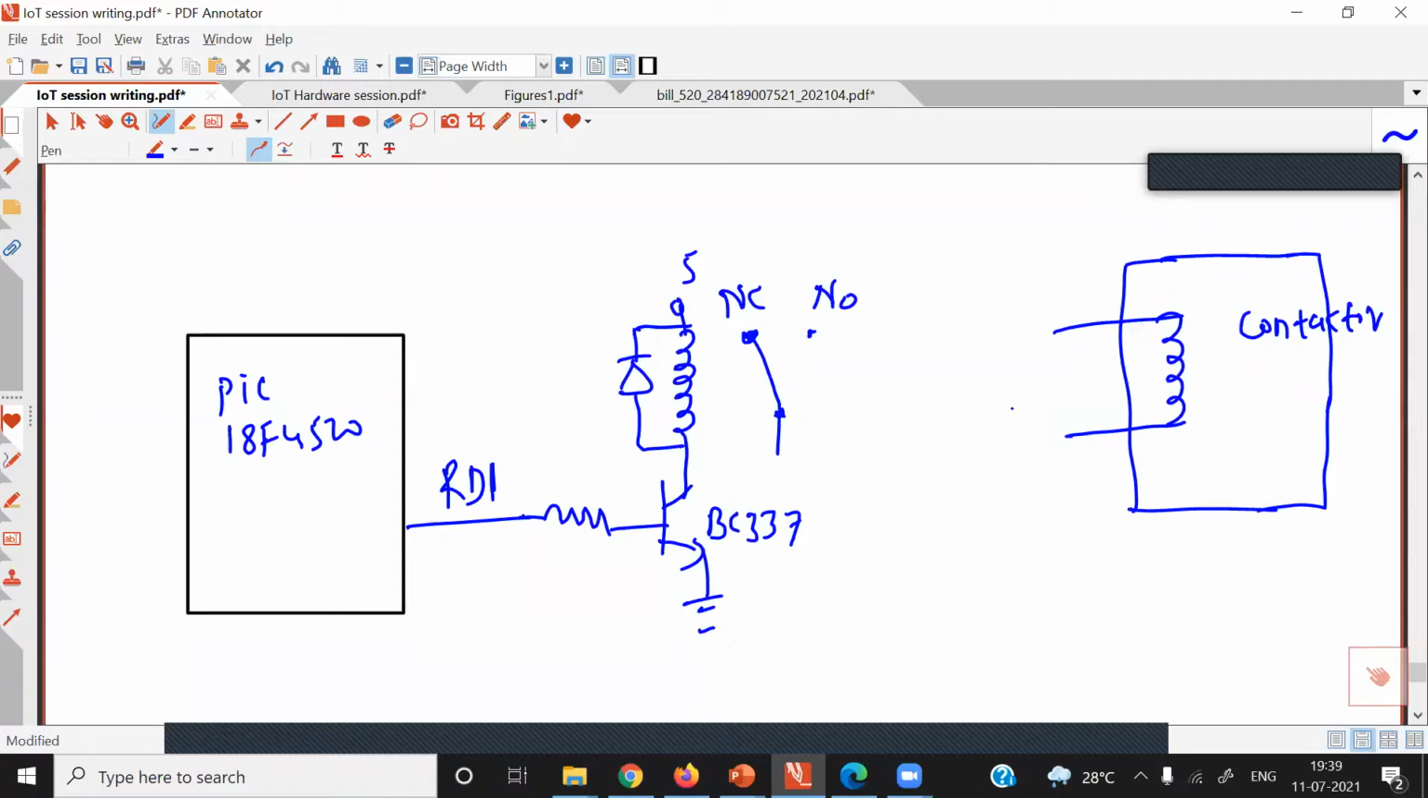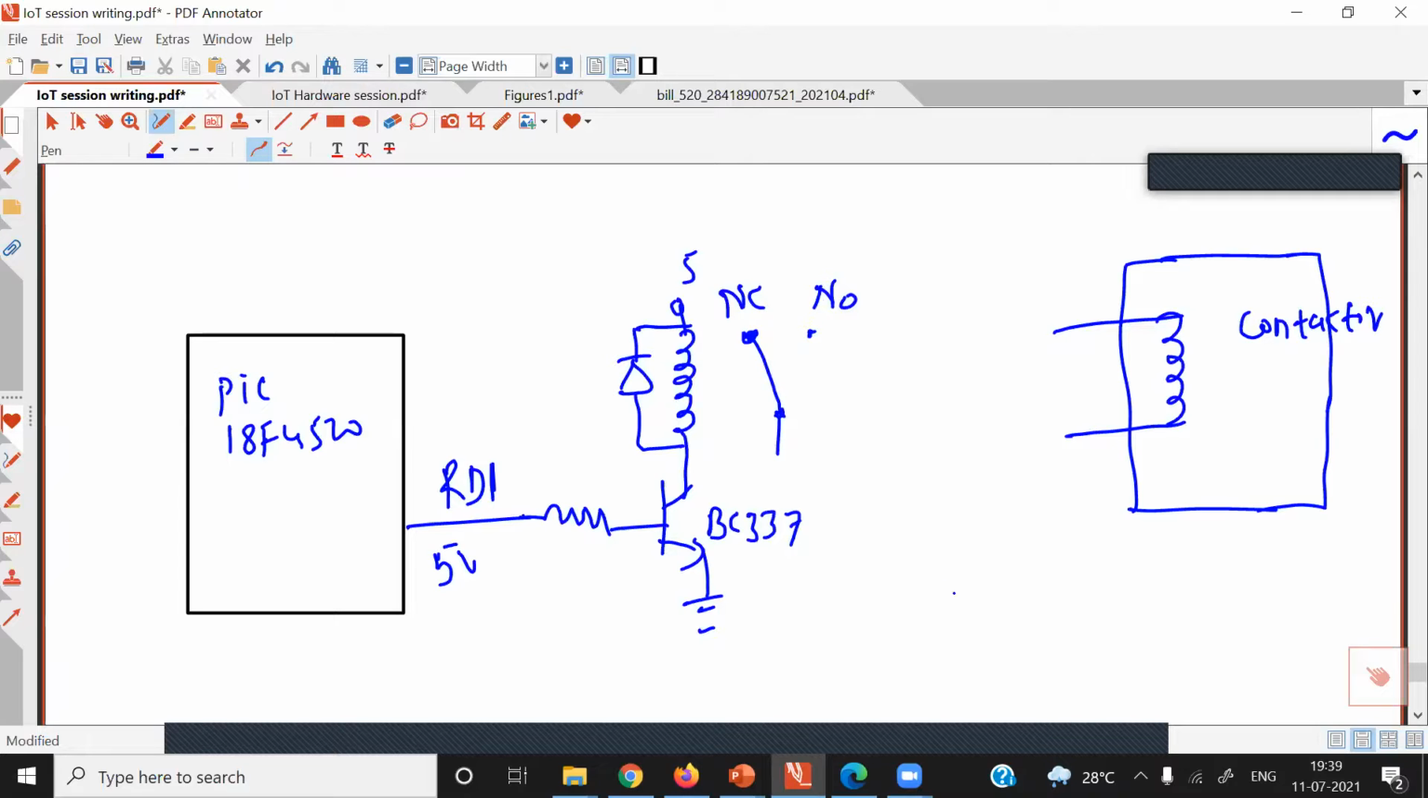Why a relay? Because the electromagnet inside the contactor operates on 220 volt, so you cannot control it using a microcontroller port pin. On a microcontroller port pin, we have a maximum of 5 volt. So what we'll do is, through a small relay, we'll control the electromagnet inside the contactor.